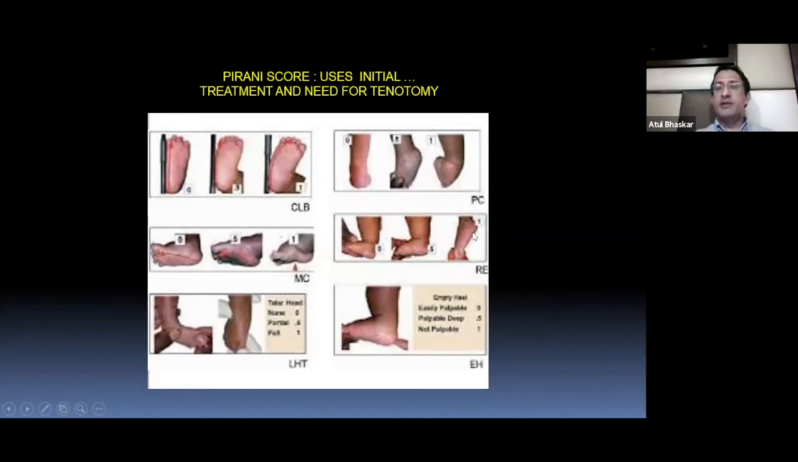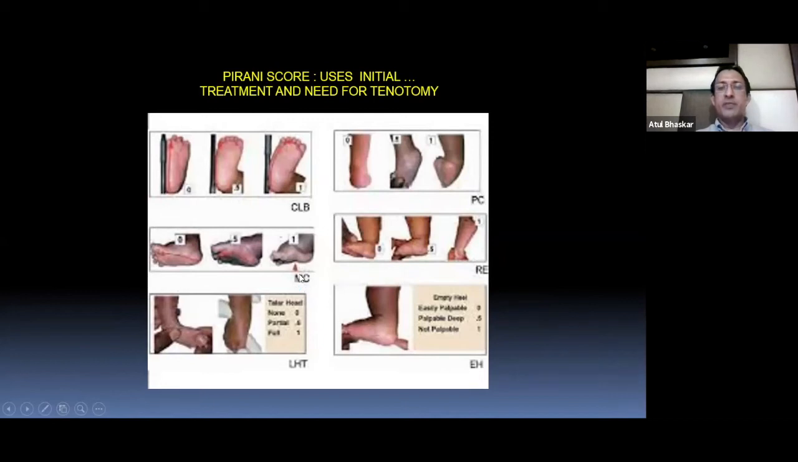So posterior crease, residual equinus, and heel contracture, all are part of the hindfoot score. The lateral border, the middle crease, and the talar head are part of the midfoot score. And the score is 0 if your lateral border is straight. If the forefoot is curved, it is 0.5. If the midfoot is also curved with the forefoot, it is 1.